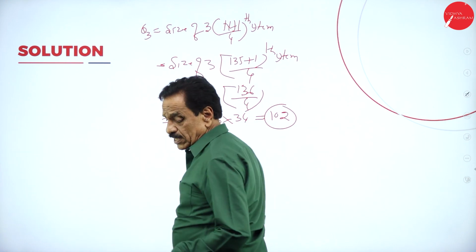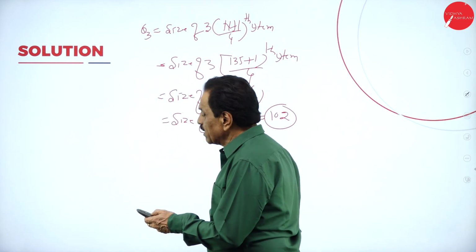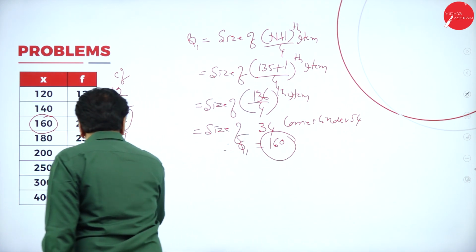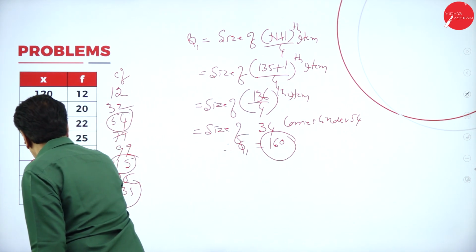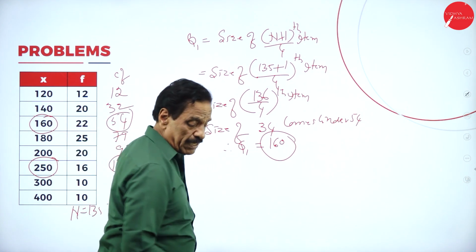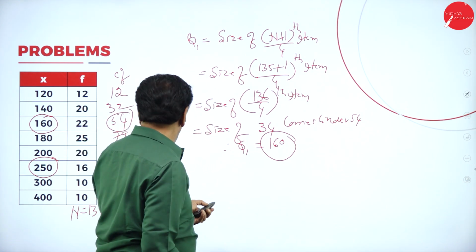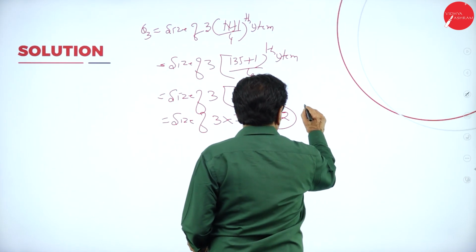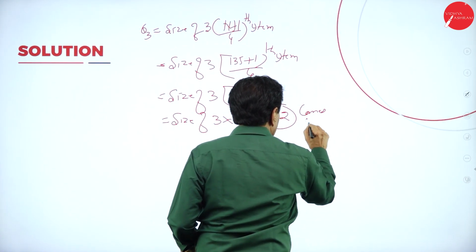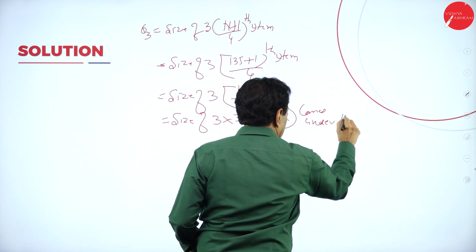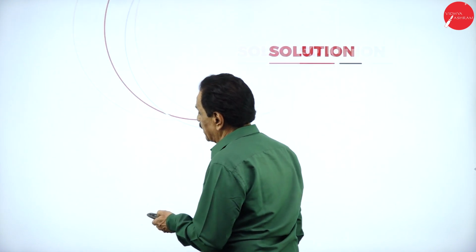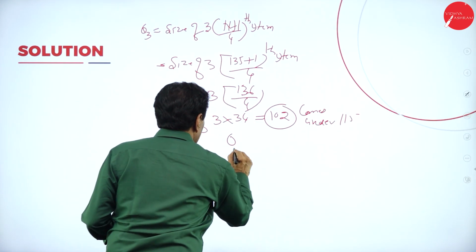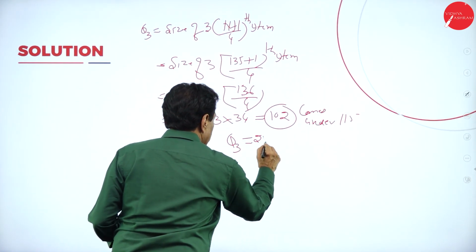Find 102 in CF. 102 will come under 115. The concerned number is 250. So 102 comes under 115. So the concerned value Q3 is equal to 250.